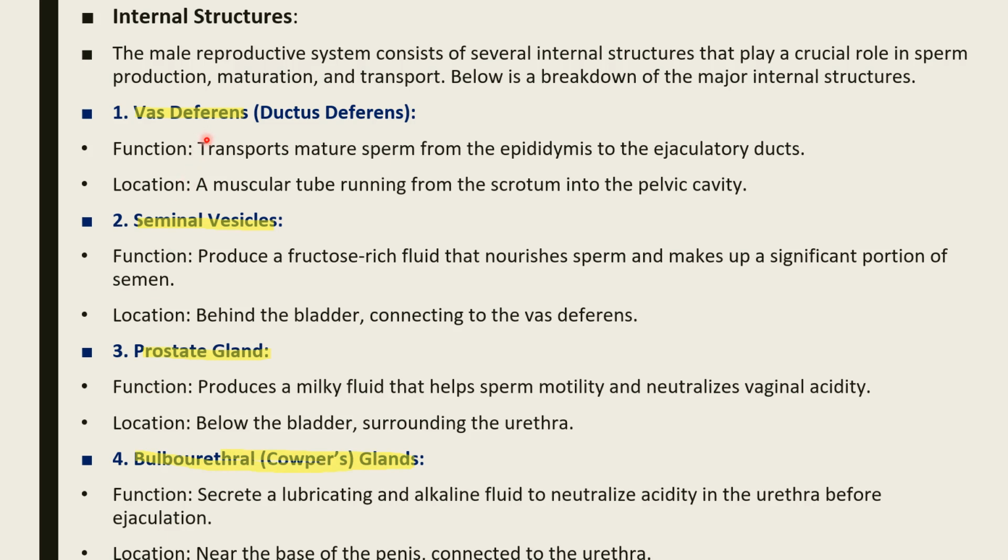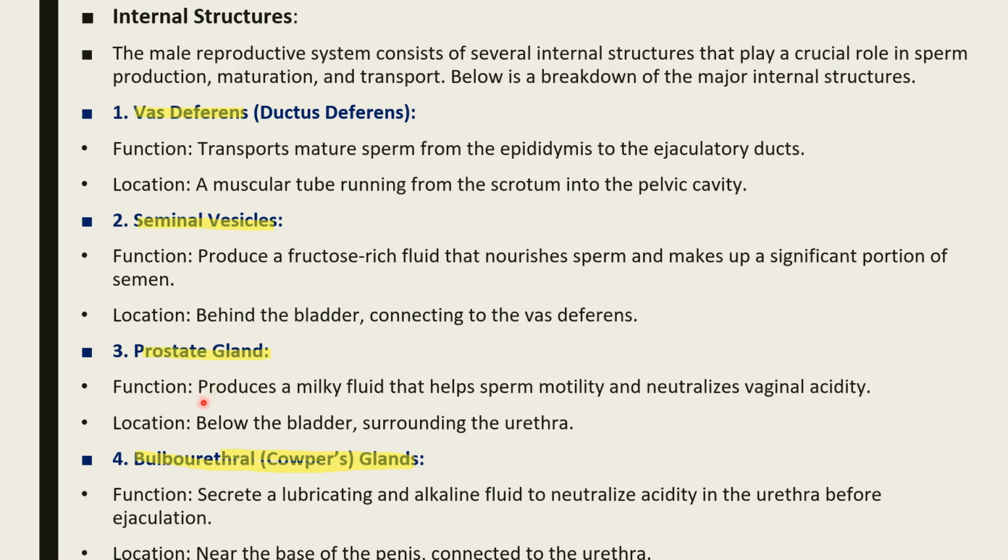So, vas deferens, also called ductus deferens. Its function is to transport mature sperm from the epididymis to the ejaculatory ducts. Location: a muscular tube running from the scrotum into the pelvic cavity. Seminal vesicles. Function: they produce a fructose-rich fluid that nourishes sperm and makes up a significant portion of semen. Location: behind the bladder, connecting to the vas deferens.